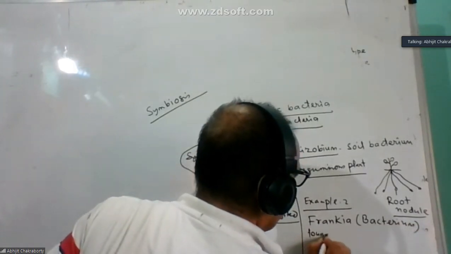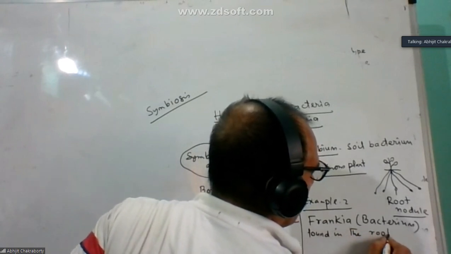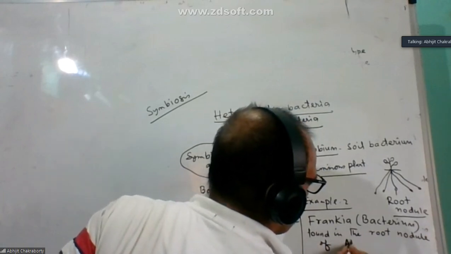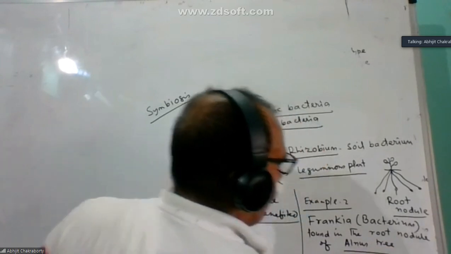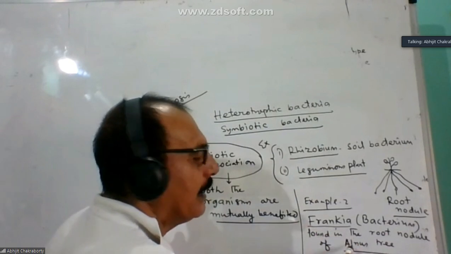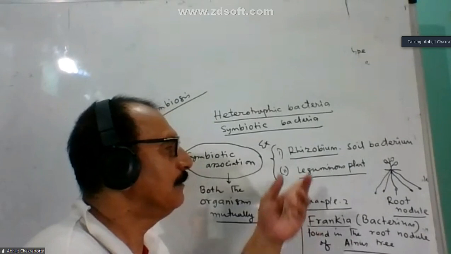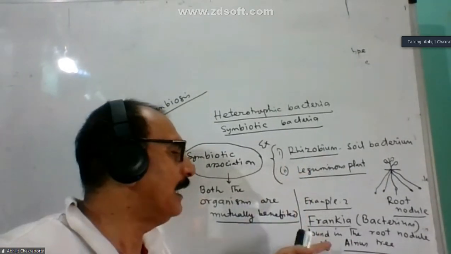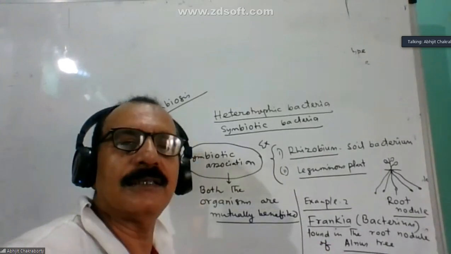Found in the root nodule of Alnus tree. Here again, there is an association between Frankia and Alnus. Alnus is a non-leguminous plant. It is an exception. Mostly Rhizobium is found in leguminous plants. So Frankia is another type of nitrogen-fixing bacteria found in the nodules of Alnus.